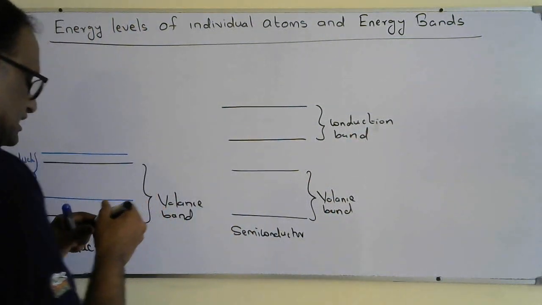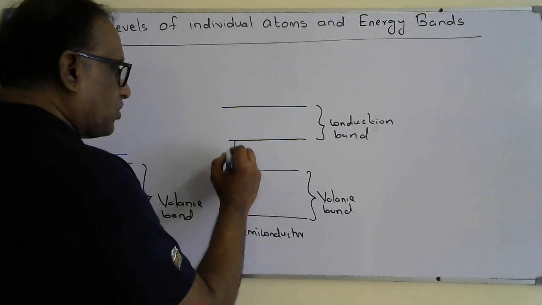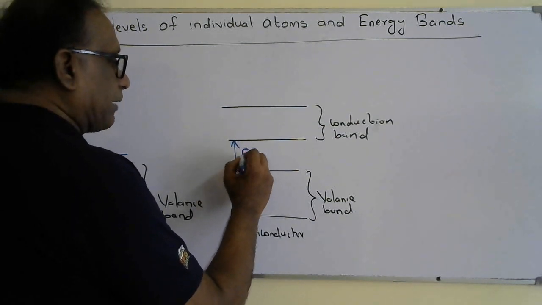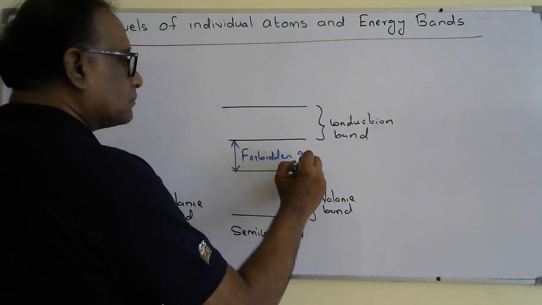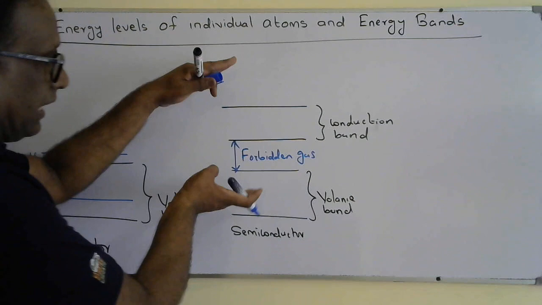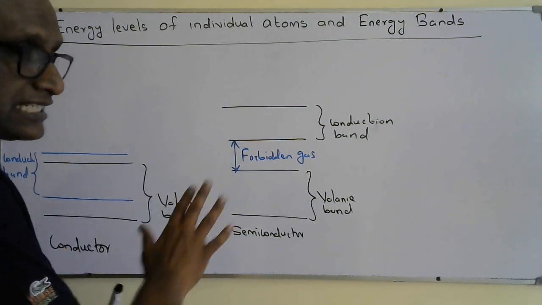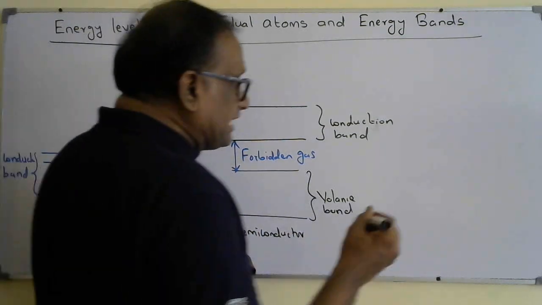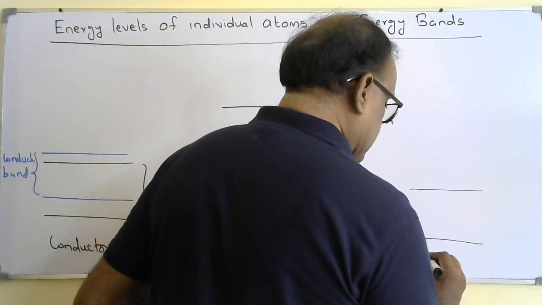So there will be a specific, well-defined energy gap between them. That's called the energy gap or forbidden gap. That is the semiconductor. We are interested in this type of energy bands, not this one, because semiconductors have this specific type of energy bands. I'll explain that. Then the insulators, they also have separate energy bands.